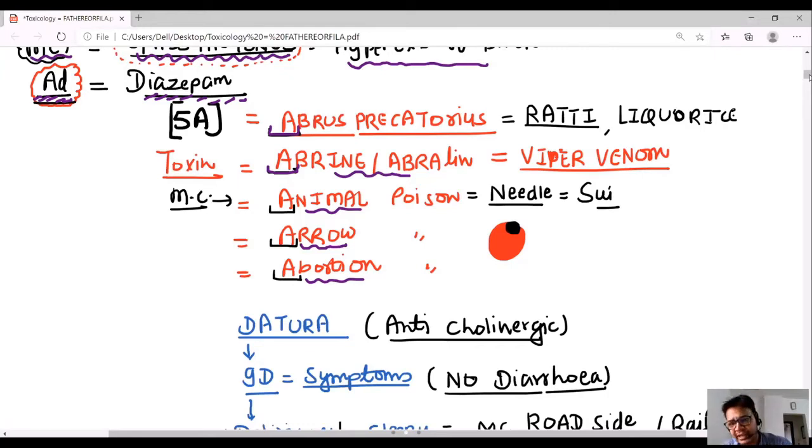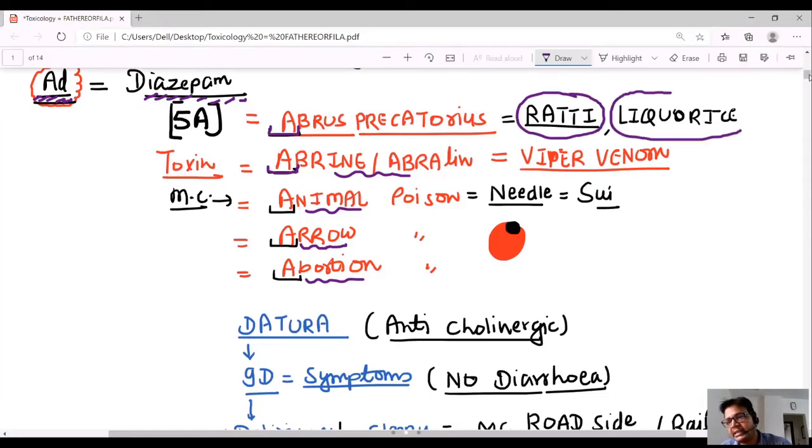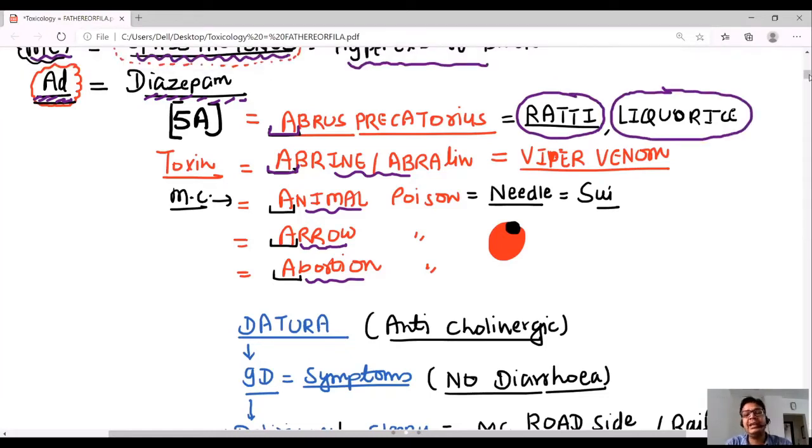Doctor, these questions come in exam. This is also known as Ratti or Indian licorice. Sir, abrine and abrylene act like viper venom. Sir, it is an animal poison. For killing animals, we make needles. Needle means sui. For killing animals, we make needle and sui. If you see the seed of Abrus precatorius, it is a red seed with a black top.